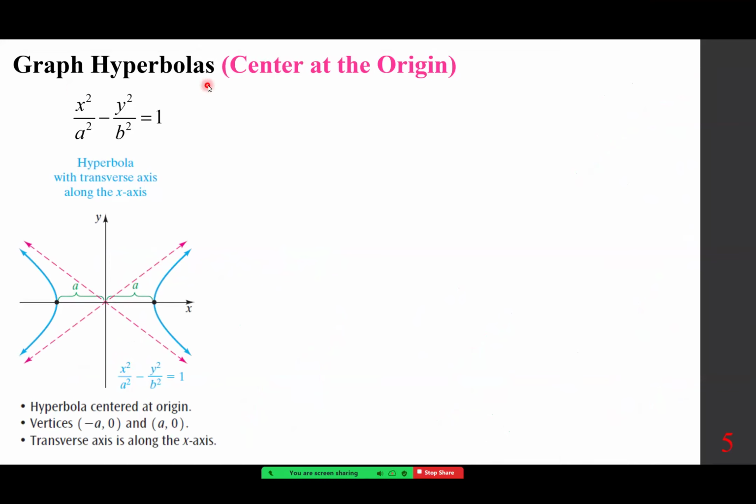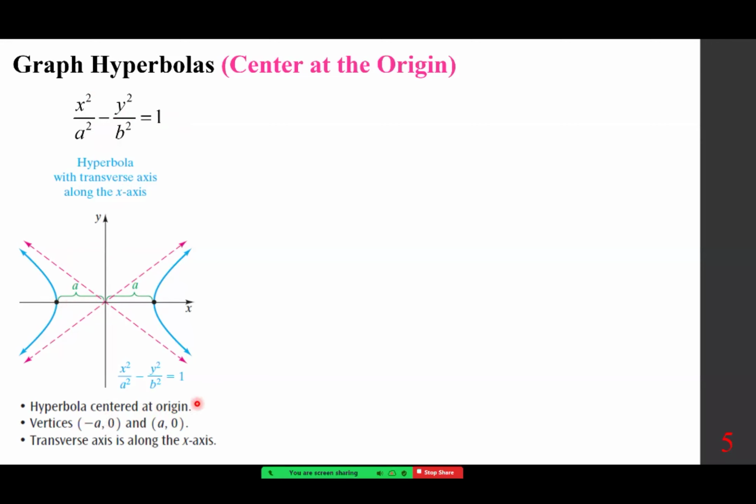Graph hyperbola center at the origin. The equations are x squared over a squared minus y squared over b squared equals 1. Here's how it looks. The hyperbola with the transverse axis along the x-axis. So here the vertices, this distance is a, this distance is b.